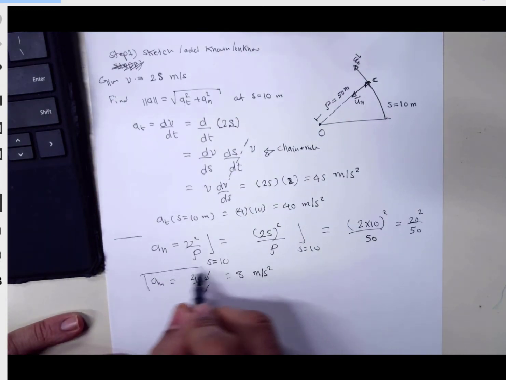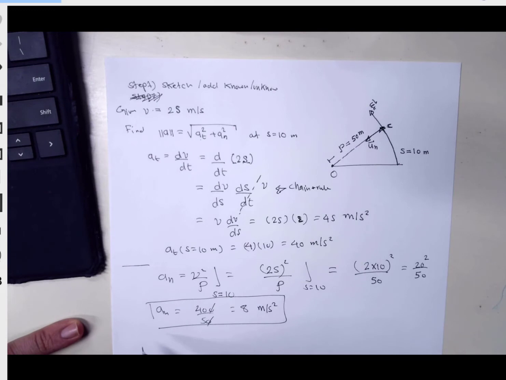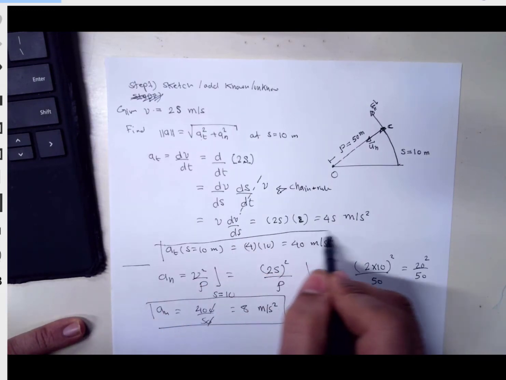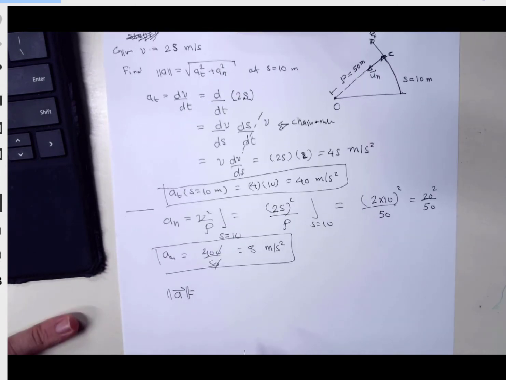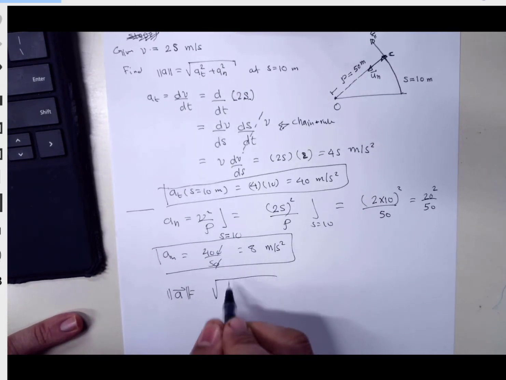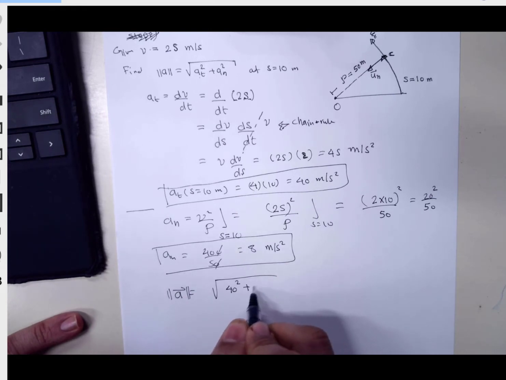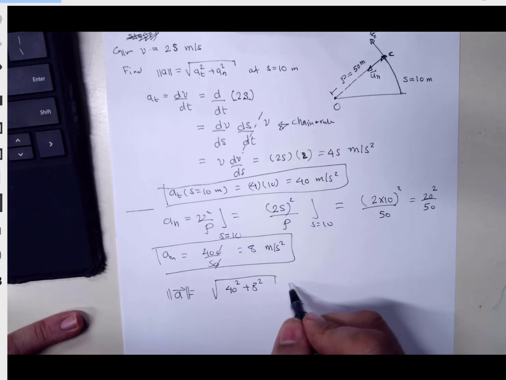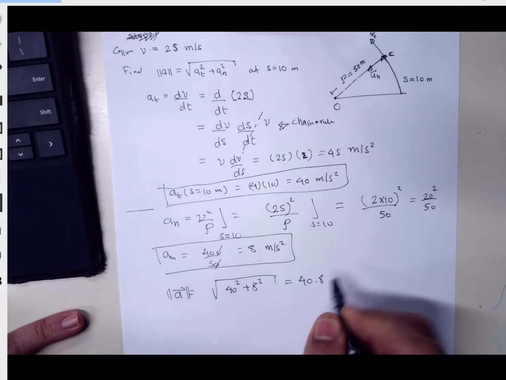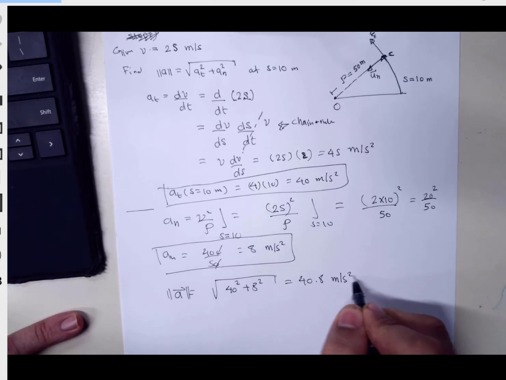So we have an and we have at. Therefore the magnitude of a is simply the square root of 40 squared plus 8 squared, and that is going to be 40.8 meter per second square.